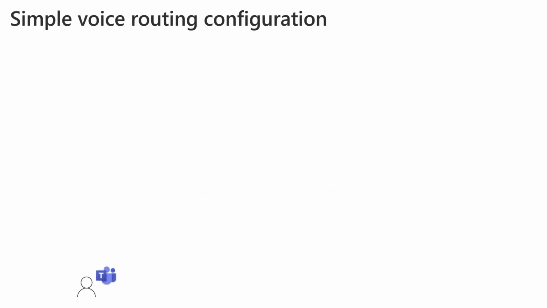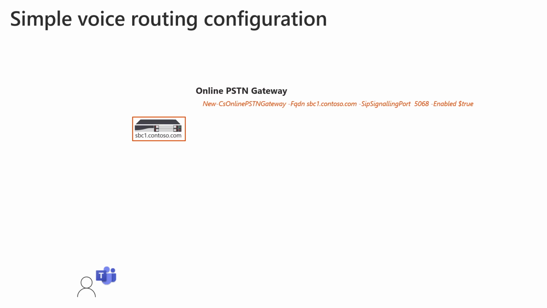Now that we've talked about registering the session border controller with the service, let's step this all the way through from creating the gateway to creating a simple voice routing configuration. So, as we talked about on the last slide, our first mechanism is to ensure that we register the session border controller with the service. And here you can see I'm using New-CsOnlinePSTNGateway to register the session border controller with a SIP signaling port of 5068 to the service.